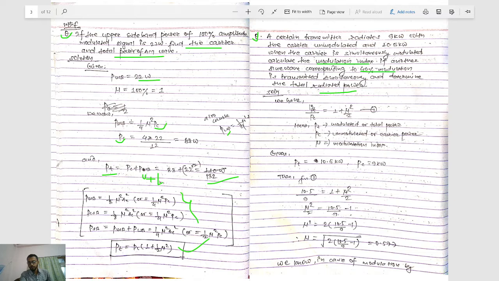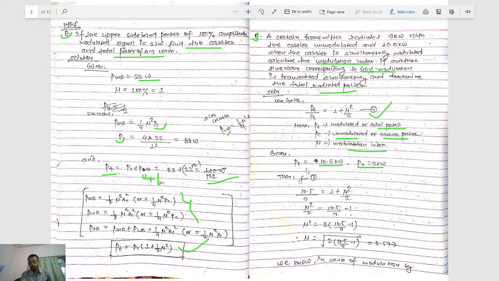So we know Pt upon Pc is equal to 1 plus mu square upon 2. As you all know this formula, here Pt represents the modulated or total power, and Pc is the carrier power or unmodulated power. Similarly, mu is the modulation index. And here we have given in the question Pt equal to 10.5 kilowatt. Similarly, carrier power is given as 9 kilowatt.